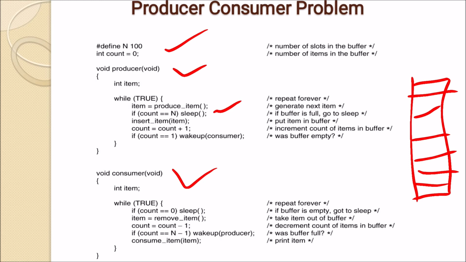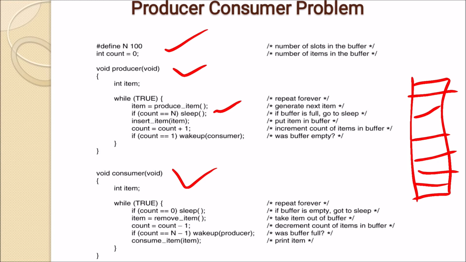Now the count value indicates the number of items in the buffer, and the value of n indicates the number of slots in the buffer. So if the number of items in the buffer is equal to the number of slots in the buffer, it means that the buffer is full. Now the producer goes to sleep. So if the buffer is full, go to sleep.